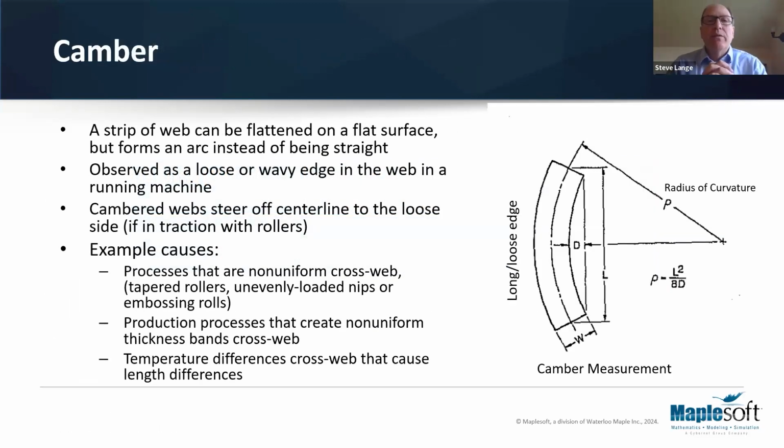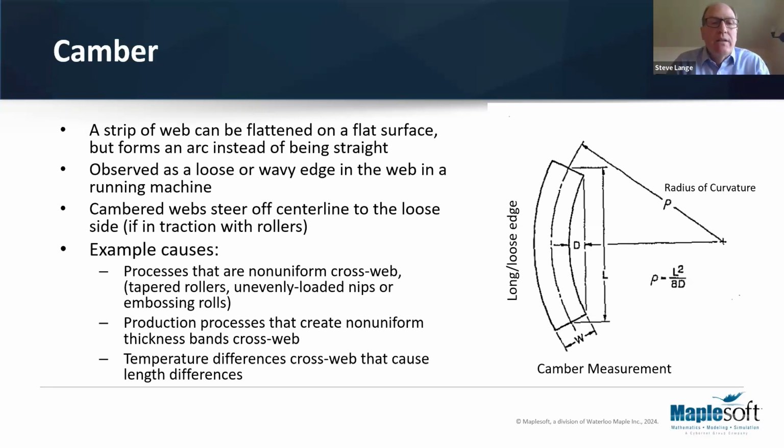So still on the concept of minimum tension that we need, another issue with webs sometimes is this concept of a cambered web. So if you were to take your web and lay it flat on the floor or on a table, a long length of it, if you have to curve the web in order for the web to lay flat all the way across, then you have camber. This can sometimes be observed as a loose edge, or you may also see the web steer in the machine laterally towards the loose side.